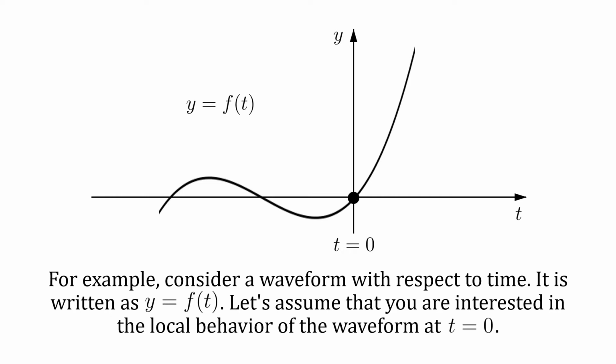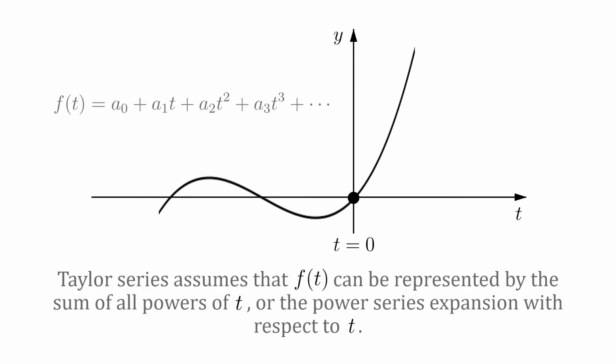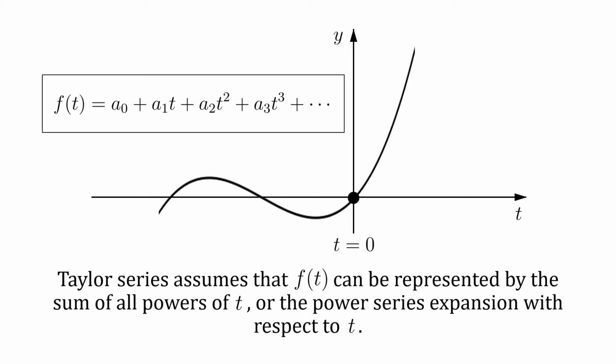For example, consider a waveform with respect to time. It is written as y is equal to f of t. Let's assume that you are interested in the local behavior of the waveform at t equals 0. Taylor series assumes that f of t can be represented by the sum of all powers of t, or the power series expansion with respect to t. f of t is equal to a0 plus a1t plus a2t squared plus a3t cubed plus etc.